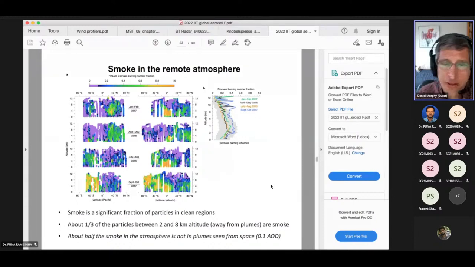But going back September-October, there was a lot of smoke through much of the atmosphere. And again, these measurements are over the middle of the ocean. We're not measuring downwind of any obvious fires. And it turns out that the fraction of particles through the middle portion of the atmosphere that's smoke is about a third. And about half of the smoke here is too dilute to be seen from space. So there's a lot of smoke in the atmosphere that's really thin, important for the background atmosphere, that's not part of an obvious smoke plume that you would otherwise easily identify.